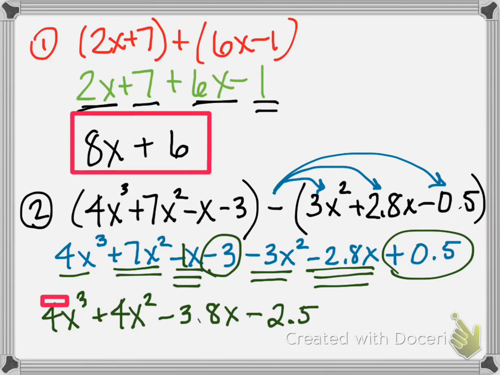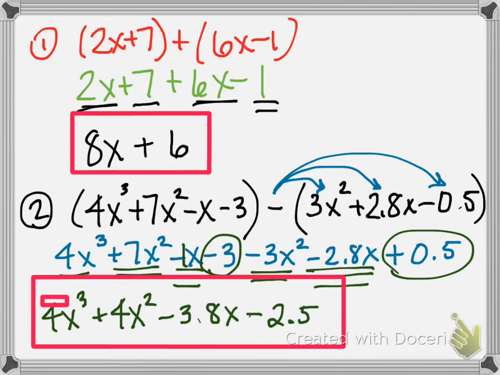And there's our solution for number 2. So we end up with 4x to the third plus 4x squared minus 3.8x minus 2.5. Okay, so that's the adding and subtracting.